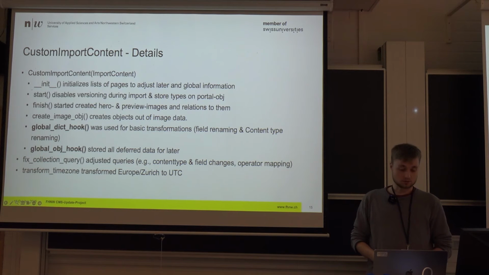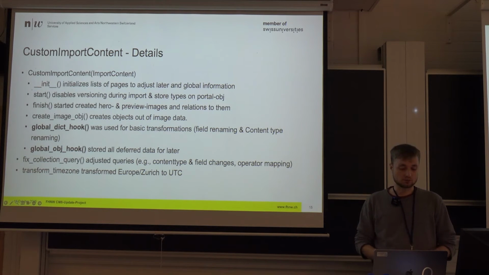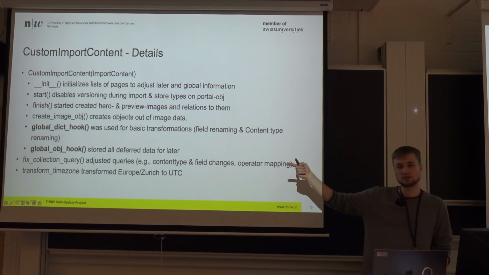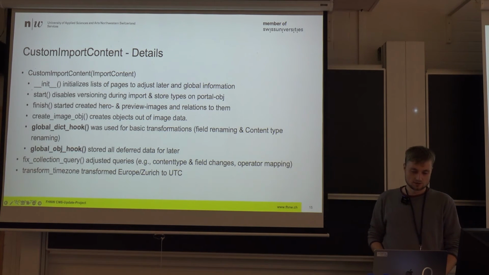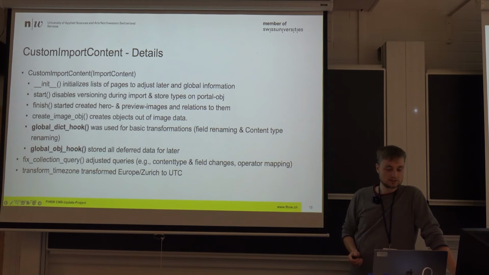What else do I have to say? Well, obviously the global dict hook, as said in all the examples, there you do the heavy transforming of data. Nothing too complex, I think, but just a lot of code. I think this method alone was about 600 or 700 lines. And then the global object hook, we didn't need that too much. We stored some deferred data for later, like, I think the tiles were stored there. And forms as well, yeah.